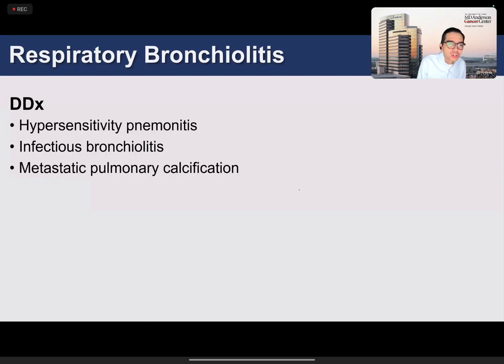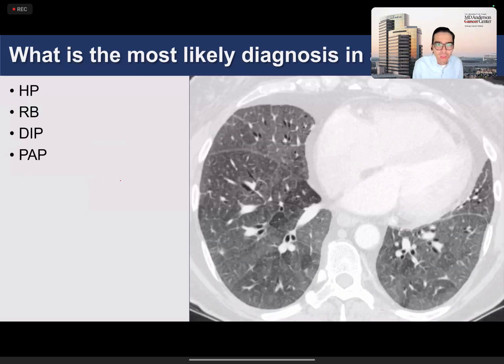Okay, so the differential is hypersensitivity pneumonitis, infectious bronchiolitis, and metastatic pulmonary calcification. But I'll tell you that respiratory bronchiolitis is generally much more faint compared to these entities here. And this question that I asked you in the beginning, this is where you have more diffuse ground glass opacity. I'm not showing you the upper lungs here, but this is a CT of the lower lungs, and this is a patient who had DIP.